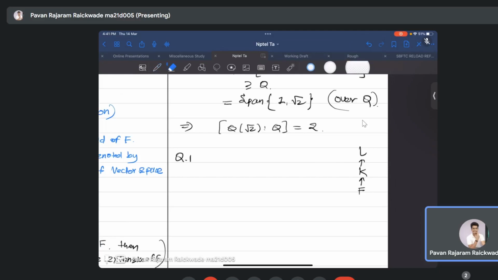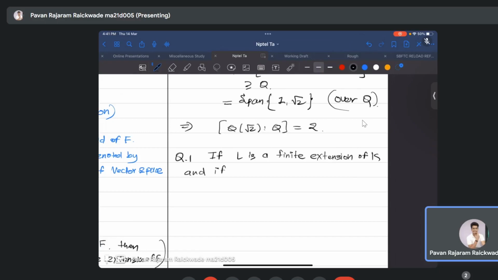So if I write it precisely, if L is a finite extension of K, and if K is a finite extension of F. Okay, so you have L an extension of K, an extension of F.